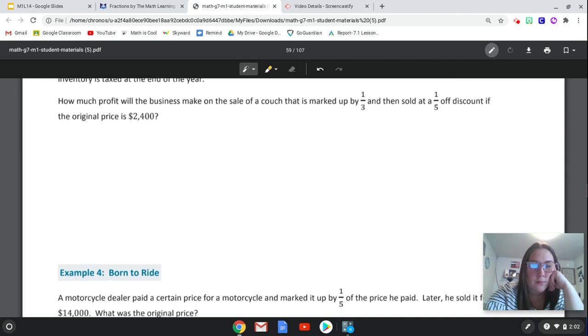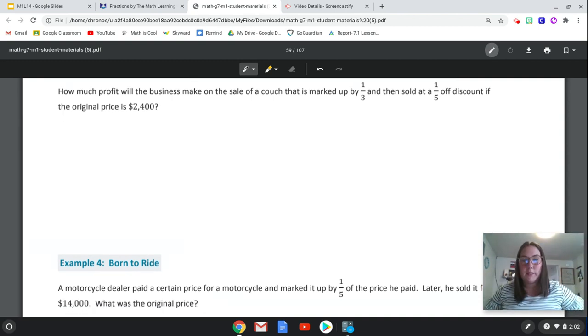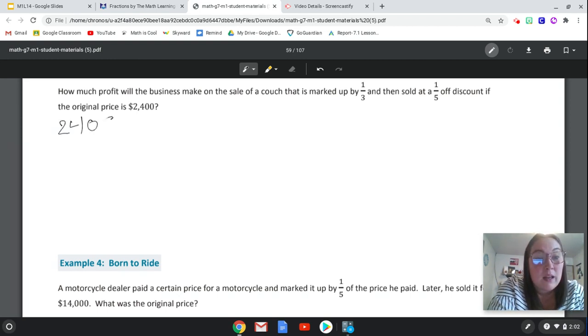So this is saying, how much profit will the business make on the sale of a couch that is marked up by 1/3 and then sold at 1/5 off discount if the original price is $2,400? So what we need to start with is figuring out that markup price. To do that, we're going to do the opposite of what we did in the previous video. We are going to start with our original price. In the previous video, we subtracted a portion of the sale price. But because we're marking up, we are going to add the portion.